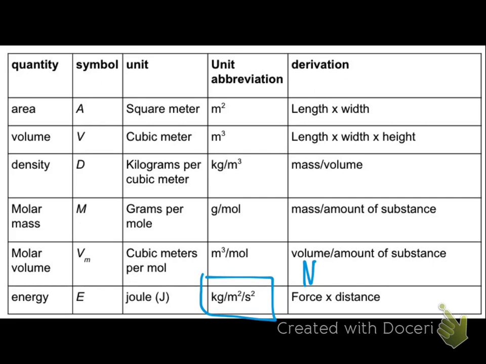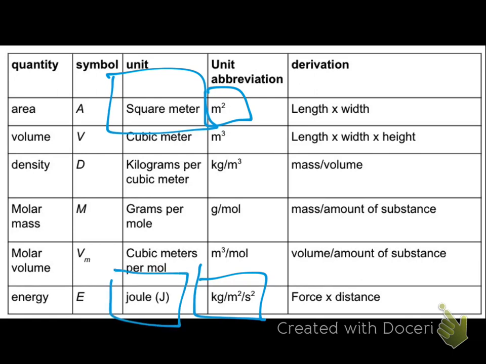Sometimes derived units are also given a special name. So you'll notice up here we just have the square meter, and it's just meters squared. But down here we have kilograms times meters squared divided by seconds squared, but we're calling that a joule. So sometimes they will be given their own special name, and then you might get an abbreviation, that capital J, that you can use instead of this big, messy thing.